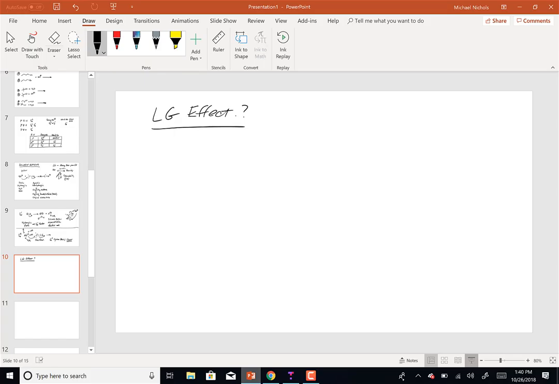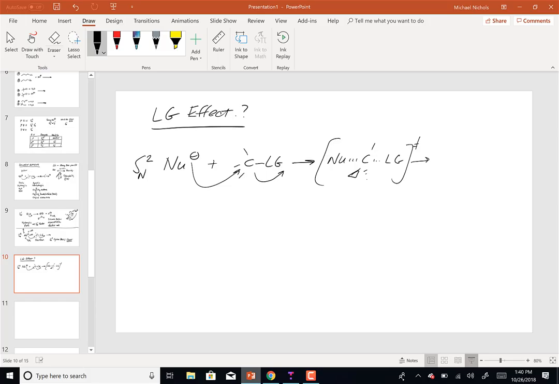So if I take my SN2 reaction and I react my nucleophile with my alkyl halide, I get my trigonal bipyramidal transition state, and then I get my final product.